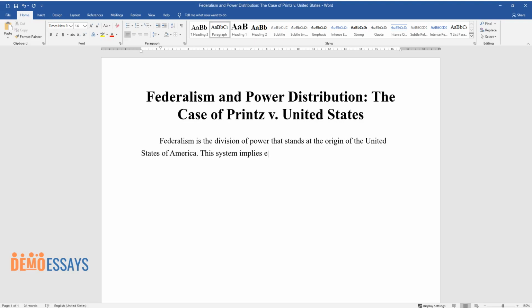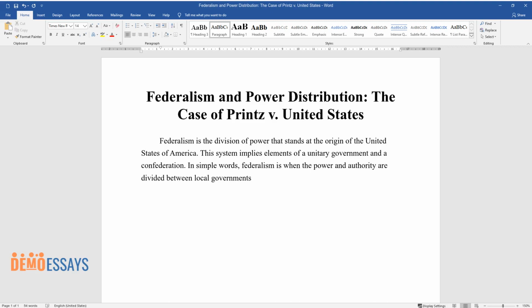This system implies elements of a unitary government and a confederation. In simple words, federalism is when the power and authority are divided between local governments and a central government. In the U.S.'s case, it is divided between 50 state governments and the Washington national government.